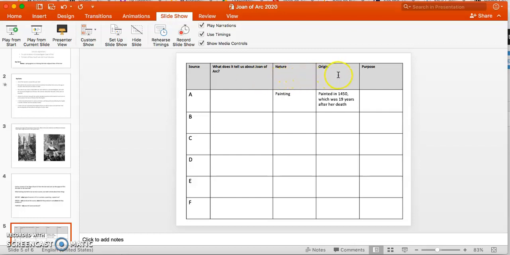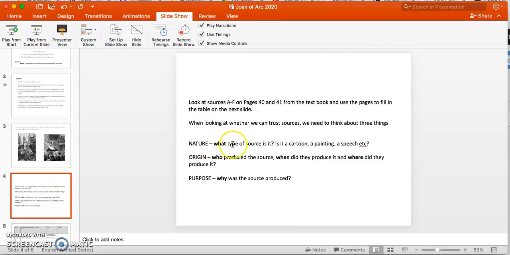Now, in the next three columns, we need to look at the nature of the source, the origin of the source, and the purpose of the source. So if we just go back, the nature, what type of source is it? Is it a cartoon, a painting, a speech? Is it a diary extract? Is it part of a film? That impacts on whether we can trust what a source says.